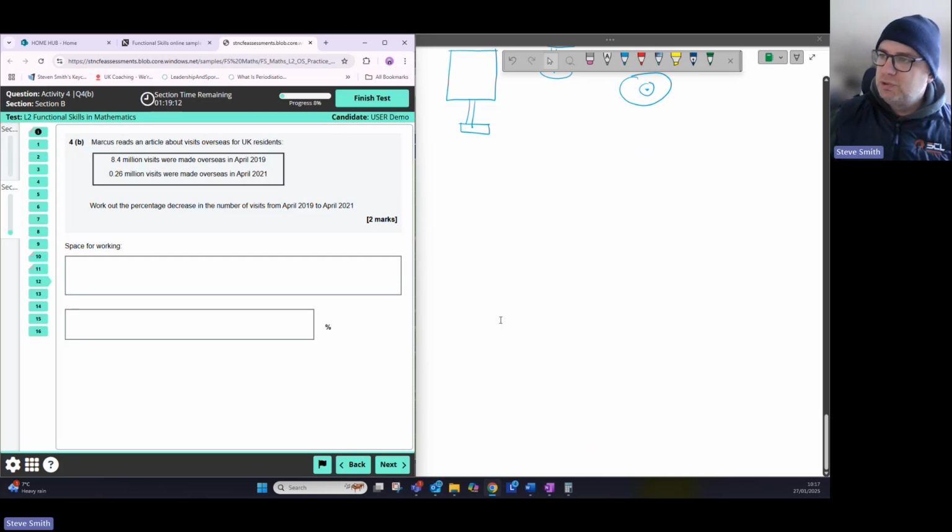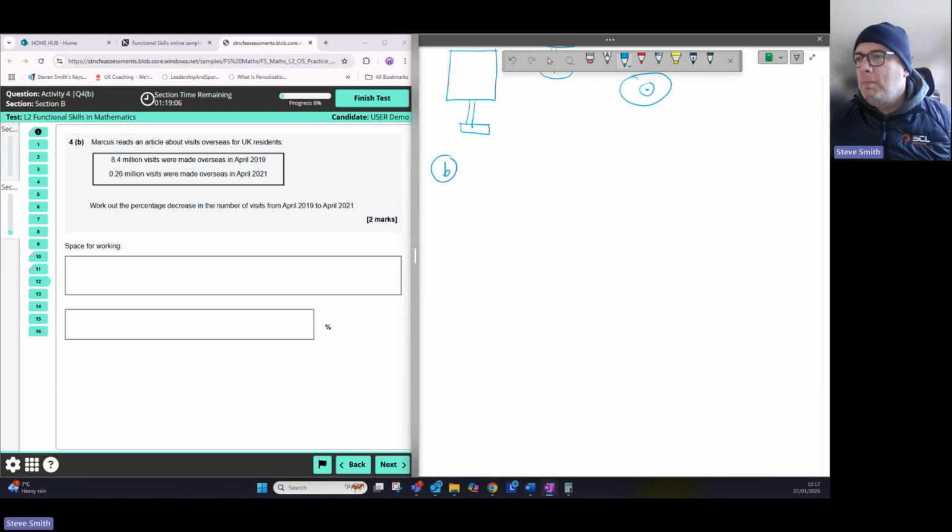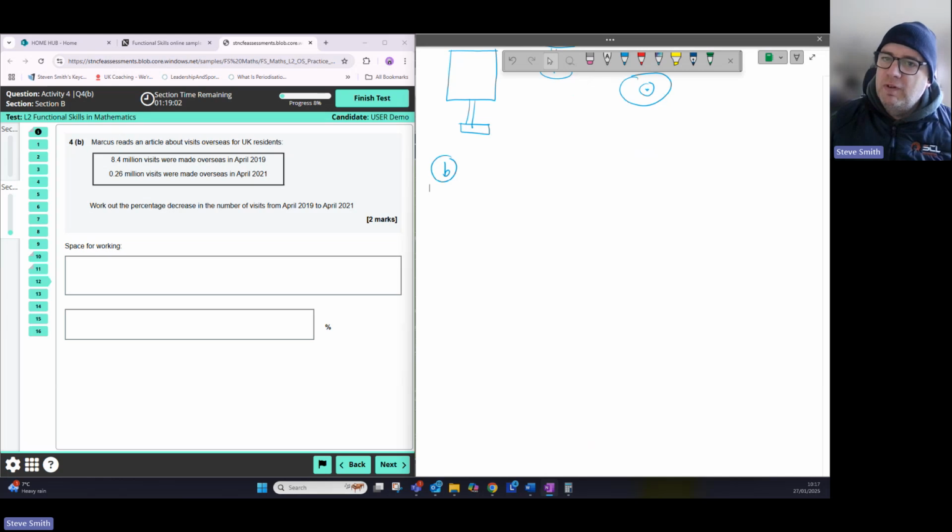Question 4b. Marcus reads an article about overseas visitors. 8.4 million visits were made overseas in April 2019. 0.26 million visits were made overseas in April 2021. Work out the percentage decrease in the number of visits from April 2019 to April 2021.